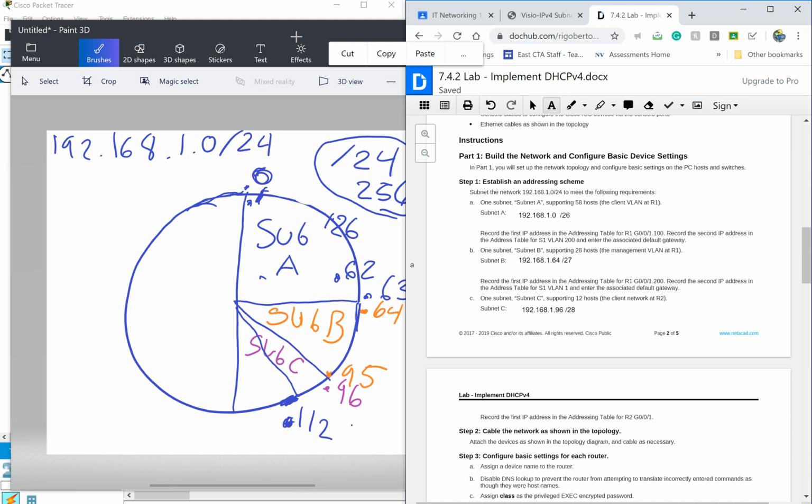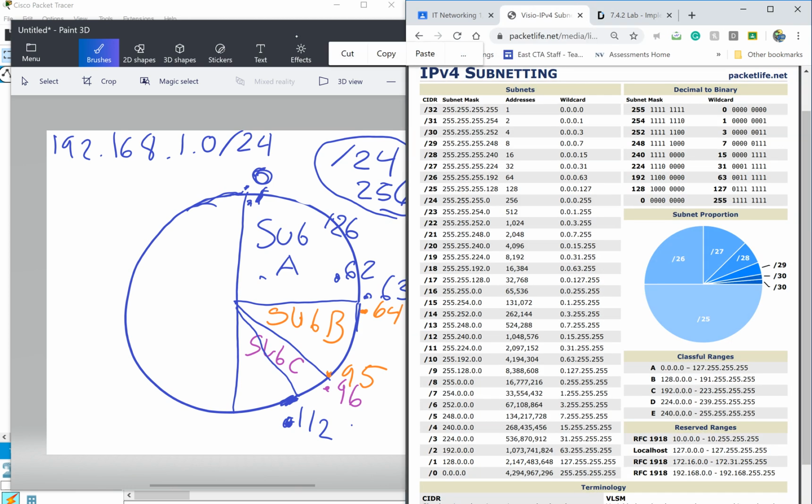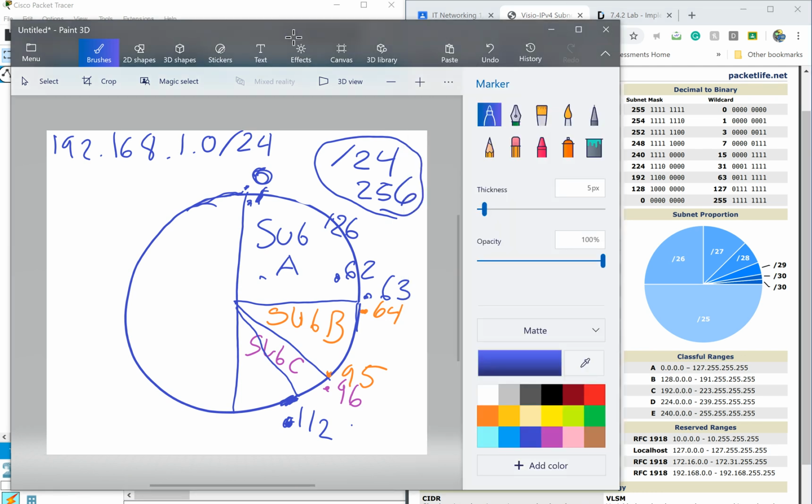Next one is subnet B, supports up to 28 hosts. Going back to our subnet cheat sheet, the next one that would support up to 28 hosts without wasting too much is /27. It supports 32 total, but we subtract 2, so it supports only 30. We know subnet A ends at .63. That means our next subnet, no matter how big or small, is always going to start at .64. That's the network address of the next subnet.